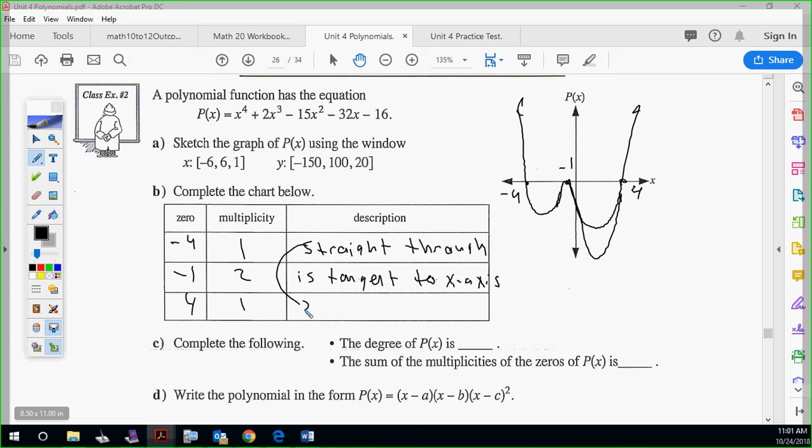Okay, and so then it just wants us to do these last two pieces here. So the degree is 4, and the sum of the multiplicities is still 4. So make those connections. Okay, and then it wants us to write this in factored form. That's not a problem. So we know it's going to be x plus 4 times x minus 4, and it's going to be x plus 1 squared. That's it in factored form. Okay, all right, that's all we got.